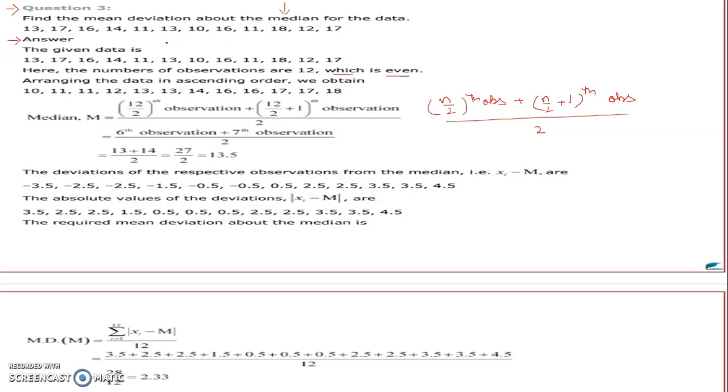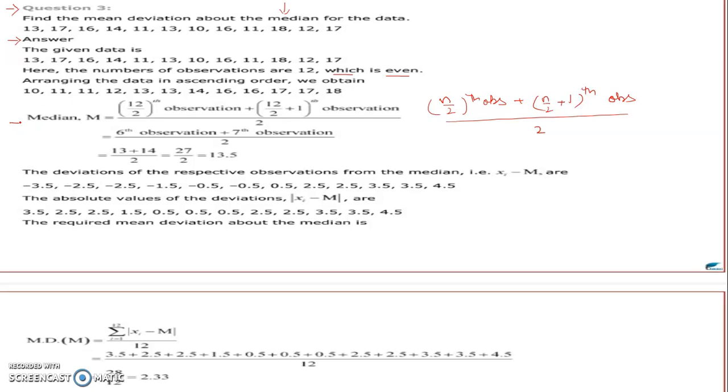What you have to keep in mind, students, is that this is not arranged in ascending order. So we will arrange in ascending order. I have arranged it in ascending order starting from 10, 11. How many times is 11? 2 times. Then 12, 13, 2 times. Then 14, 16, 2 times. 17, 2 times. 18. After arranging in ascending order, then we will proceed.